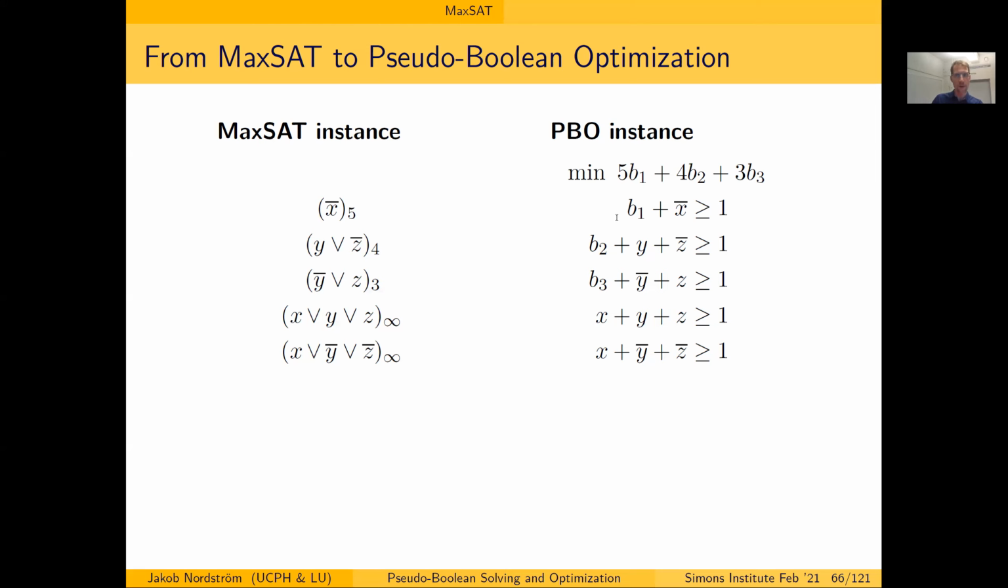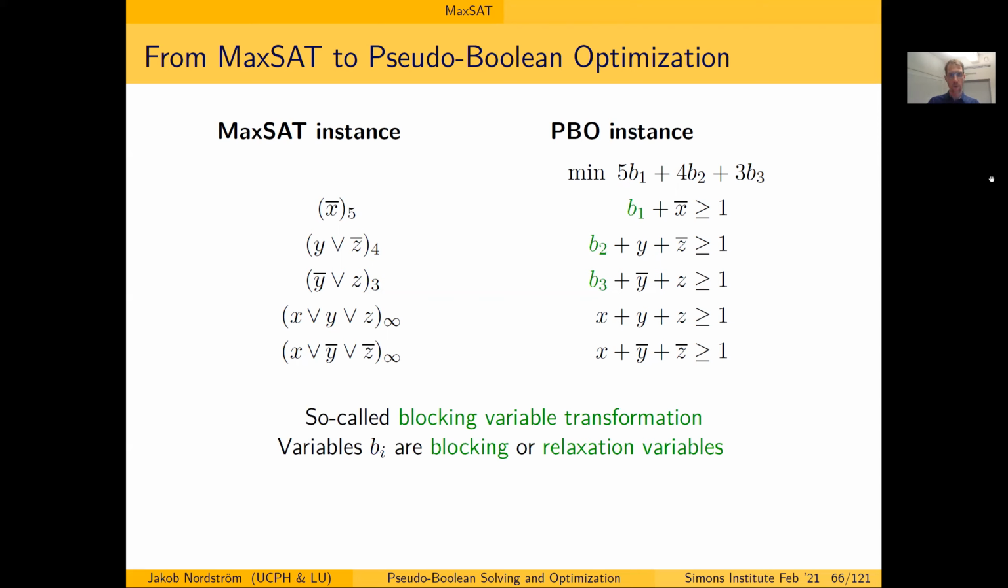But now what I want to minimize is the number of such B variables that I actually use. So it's not hard to see. I minimize by multiplying each variable B_i by the weight of clause C_i. And it's not hard to see that this is essentially now the same problem. This is the so-called blocking variable transformation, where the B_i are the blocking variables. And we can see here that an optimal solution sets x to 0, z to 0, y to 1. That violates only the cheapest soft clause, so it incurs a penalty of 3.